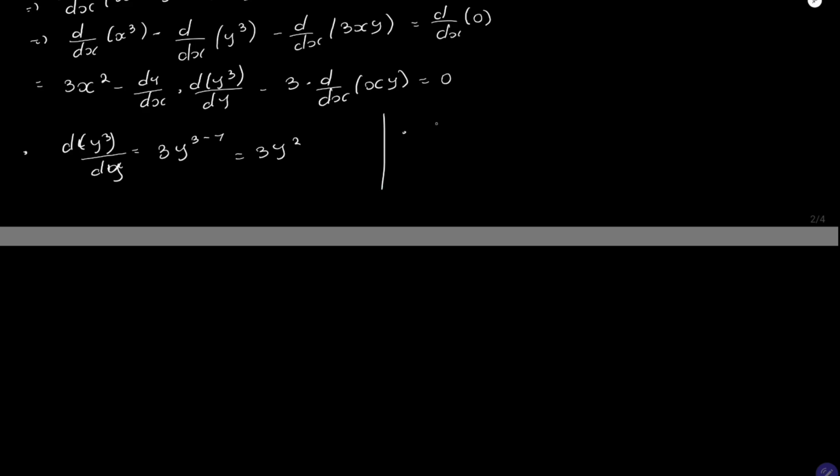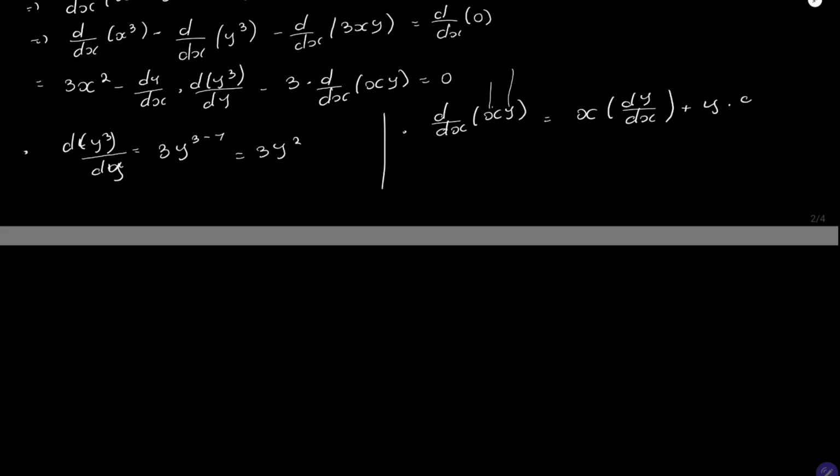Moving on to our next term, the derivative with respect to x of xy. We notice that this can be considered as a product of two terms, right? With our first term being x and our second term being y. So for the derivative of a product, what we need to use here is the product rule. And what does the product rule state? It says that the derivative of a product f and g is the same thing as f g prime plus g f prime. So this gives us x times dy on dx plus y times dx on dx.